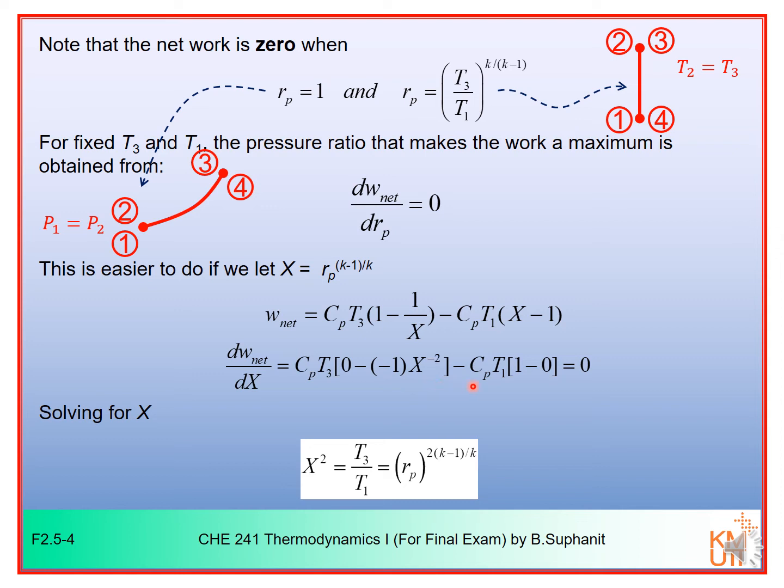When taking the derivative to 0 and solve for the value of x, we get x squared equal to T3 over T1. When we substitute x, which is Rp to the power of k minus 1 over k, back into the result, we get T3 over T1 equals Rp to the power of 2(k minus 1) over k. We can then solve this final equation for the Rp value.